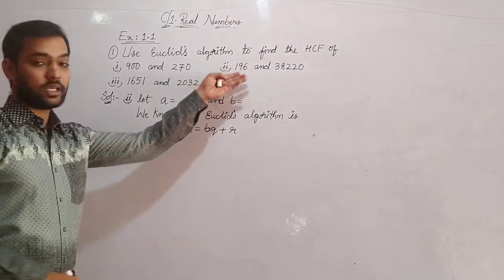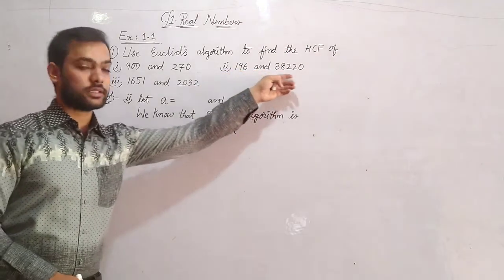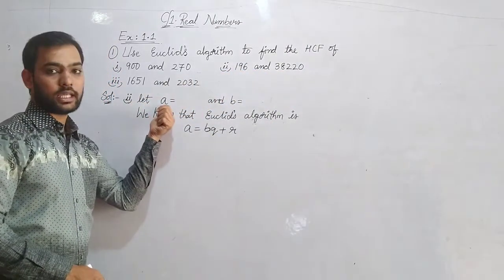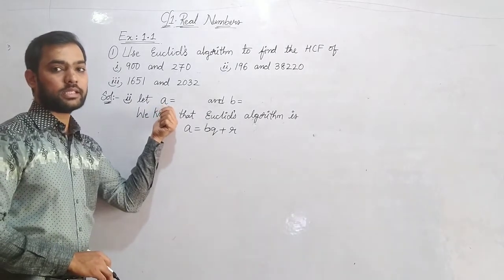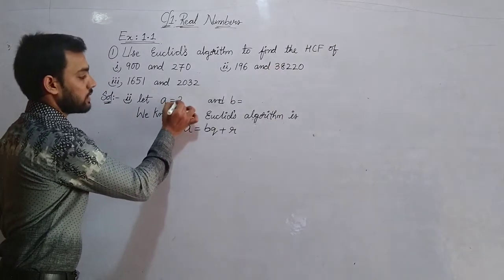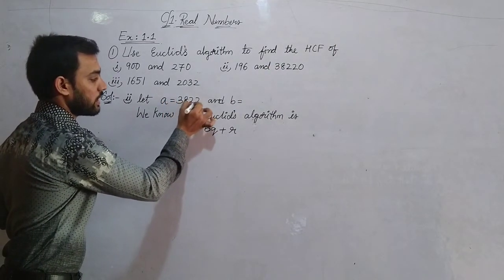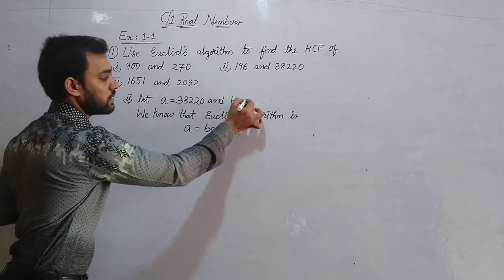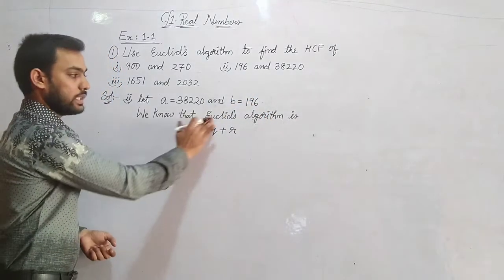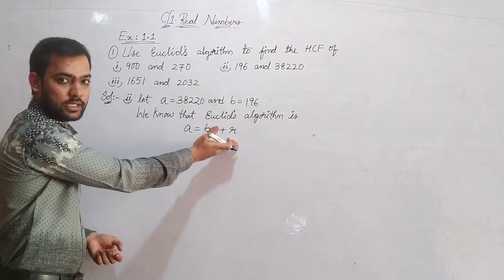Now when you see the second bit, here you have 196 and 38,220. So let us take A. As I said in the earlier problem, A is the bigger number. So among them, this is the bigger number. So let A equal 38,220 and B equal 196. Okay. So we know that Euclid's algorithm is the same, you need to write it like this.